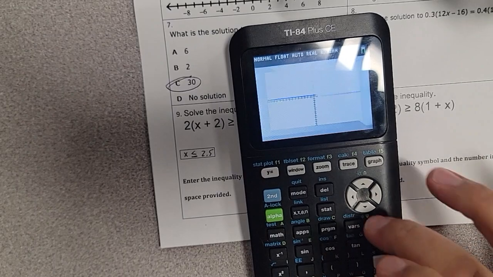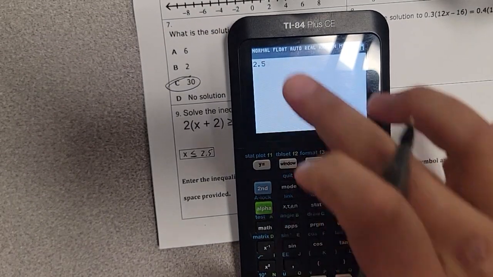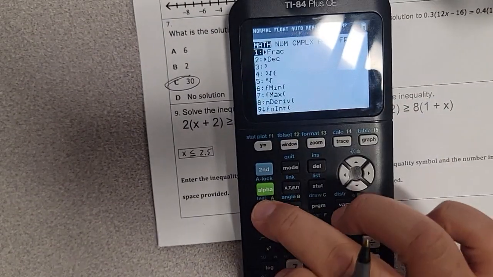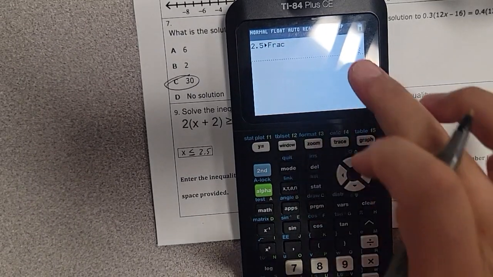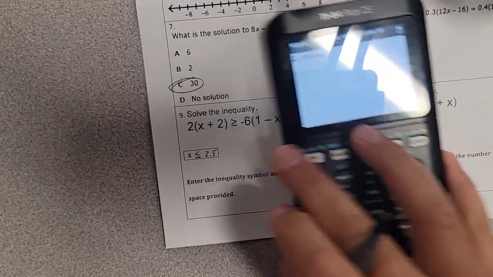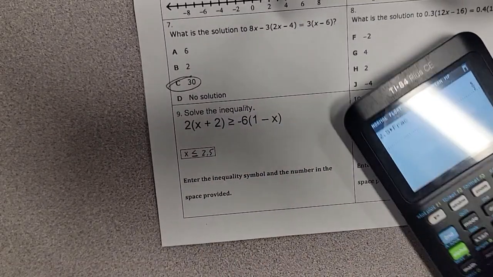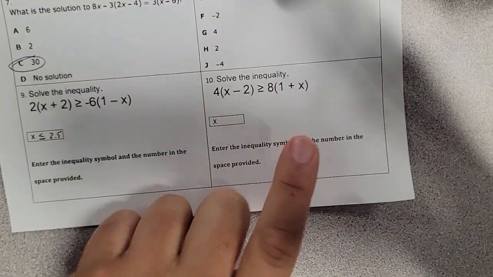Now, if it wants the fraction, guys, like 2.5, you push 2.5 like that. Just leave it like that, and then push math, and it changes to a fraction. So just math, enter, enter. And you can do that as well. All right, so do the same thing here for number 10.